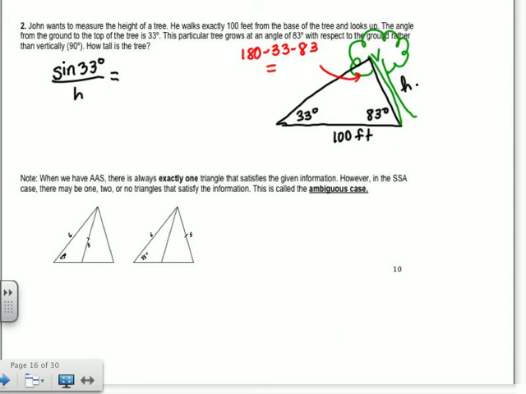What do you guys get for this angle measure? 64. That's right, so that's 64 degrees. So that means I have sine of 64 degrees all over the side across from it, 100. Okay, solve it out.